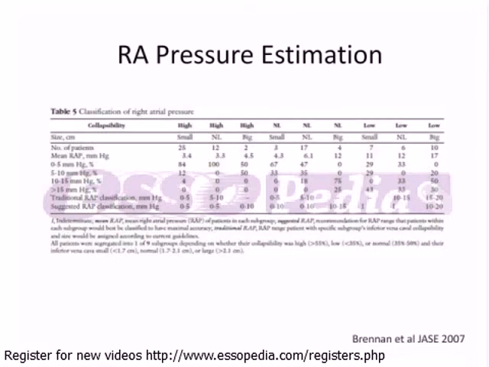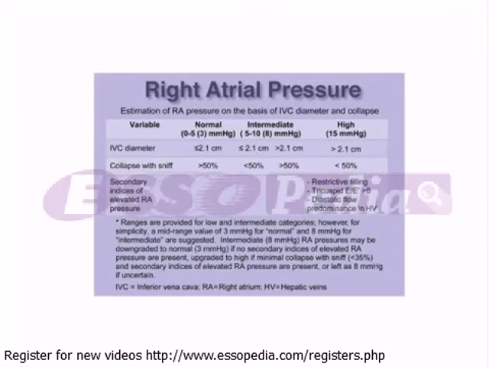In order to make estimation simpler, the most recent ASE guidelines on echocardiographic assessment of the right heart recommended the following algorithm, again based on IVC diameter and collapse with sniff, and divided into normal, intermediate, and high. As you can see, the normal range is between 0 and 5 millimeters of mercury, intermediate is between 5 and 10, and high is 15. In order to have standardization across many labs, it was selected to use the mid-range of each of these ranges. So normal would be 3 millimeters of mercury, intermediate would be 8 millimeters of mercury, and high would be 15 millimeters of mercury. And there are ways for the intermediate to assign it to either a higher or lower category.